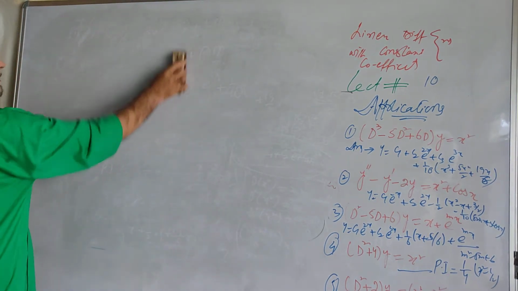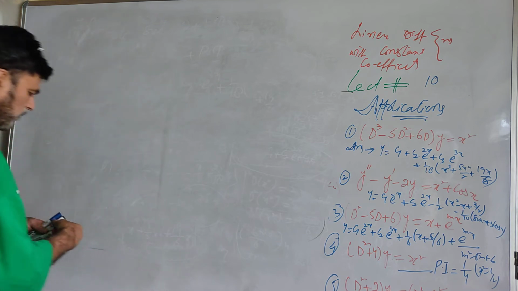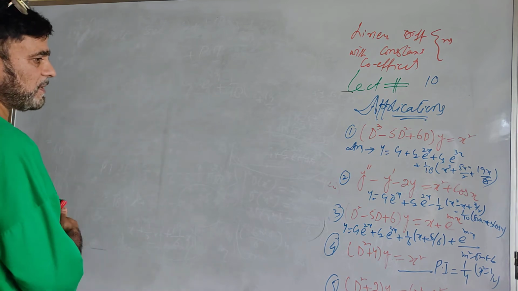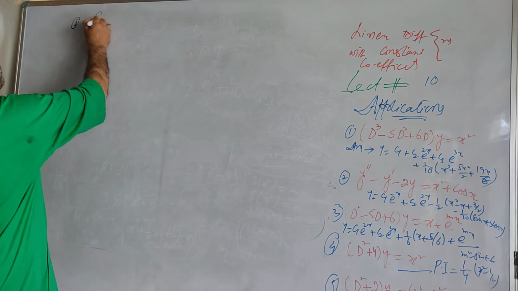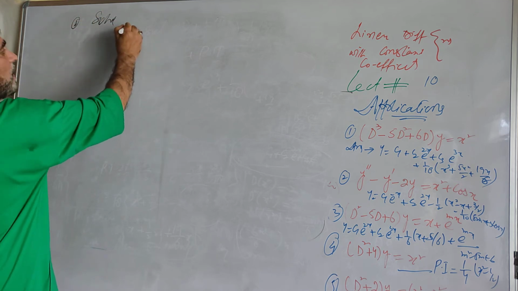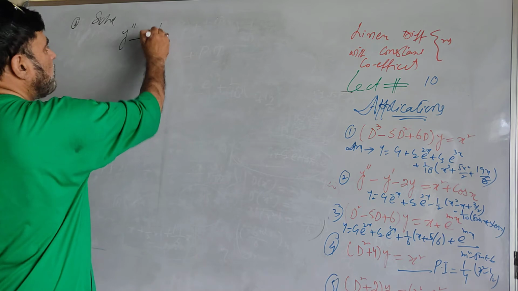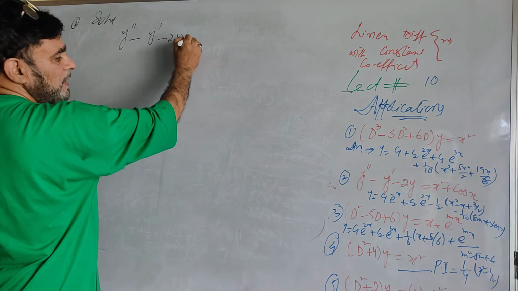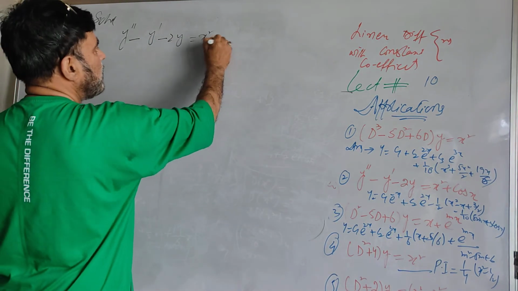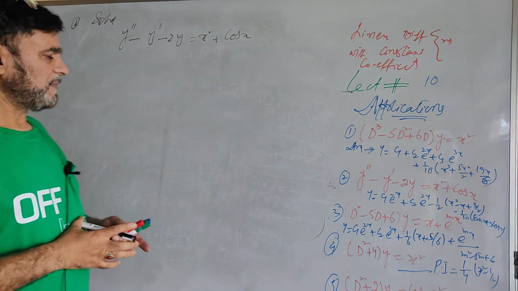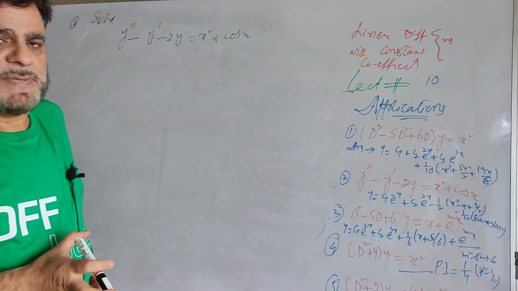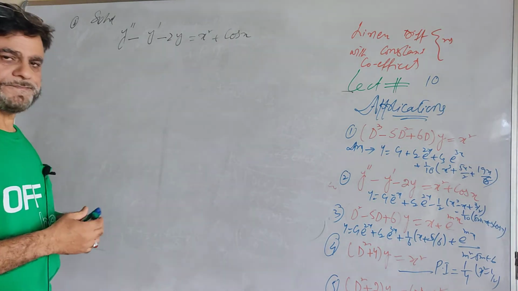Well, dear students, let me take one more application so that you are in a position to do other parts from your book. It is a 2 question. You have to solve the differential equation y double dash minus y dash minus 2y is equal to x square plus cos x. It contains 2 parts on the right side. One is the algebraic part and the second is what?